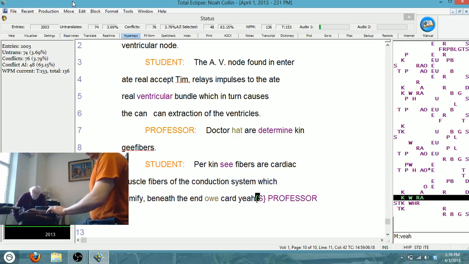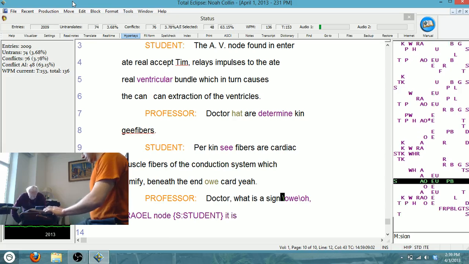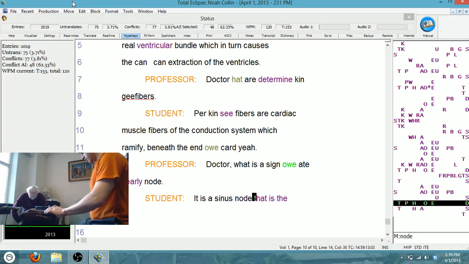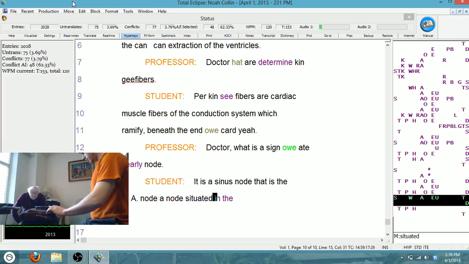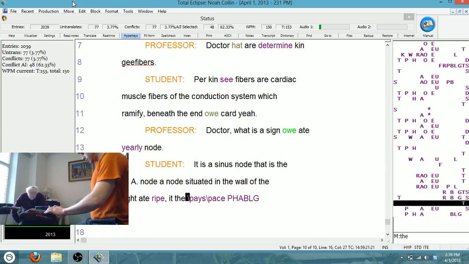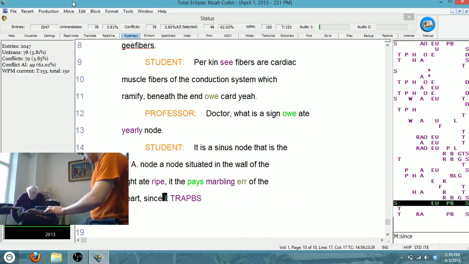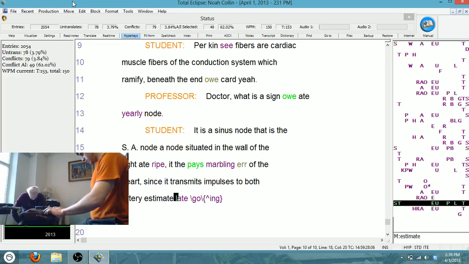Doctor, what is a sinoatrial node? It is a sinus node, that is the SA node, a node situated in the wall of the right atrium. It is the pacemaker of the heart, since it transmits impulses to both atria, stimulating them to contract simultaneously.